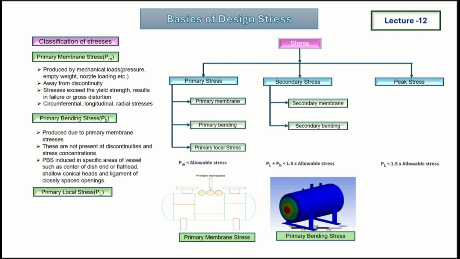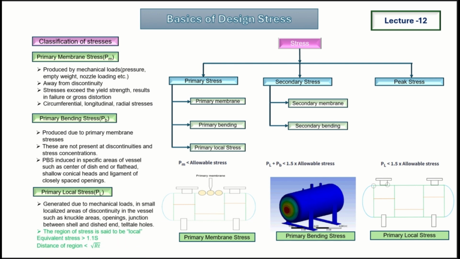But these primary local stresses will occur at discontinuity areas. Okay, here I have shown a picture where this is our discontinuity area. Here welding happens, and at edges. So we will generally observe primary local stresses in these locations. These primary local stresses are generated due to mechanical loads in small localized areas of discontinuities in the vessel, such as knuckle areas, which I already showed, openings, the junction between shell and head, and telltale holes. Telltale holes are generally used to check whether corrosion is there or not. And telltale holes also produce local stresses.